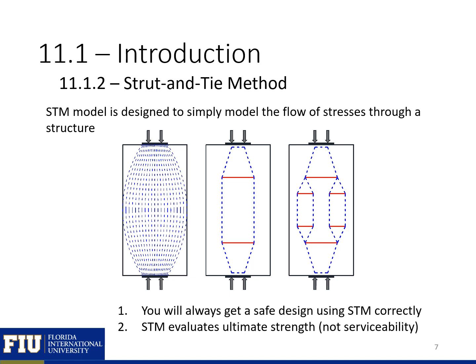A Strut-and-Tie model is designed to simply model the flow of stresses through a structure. Essentially what we're doing is setting up a truss or kinematic model to model the stress flow through a structure. And with the Strut-and-Tie method, we're always going to get a safe design. It's a lower bound plasticity theorem. So we're always going to get an estimated capacity that is at or below the actual capacity of the structure.